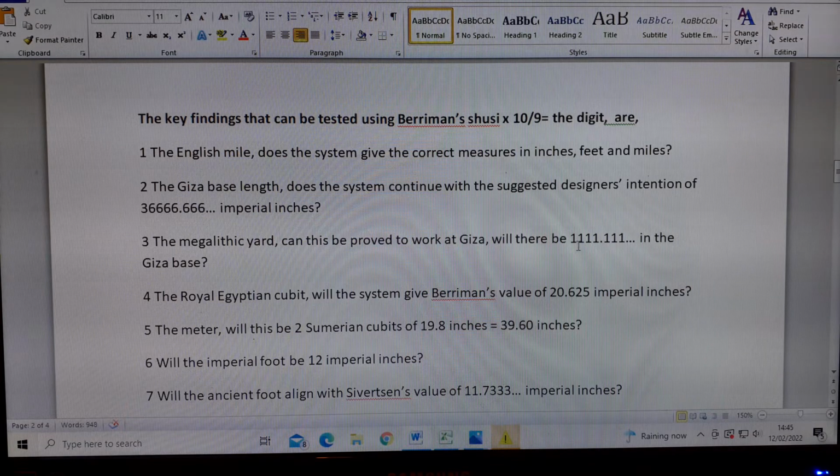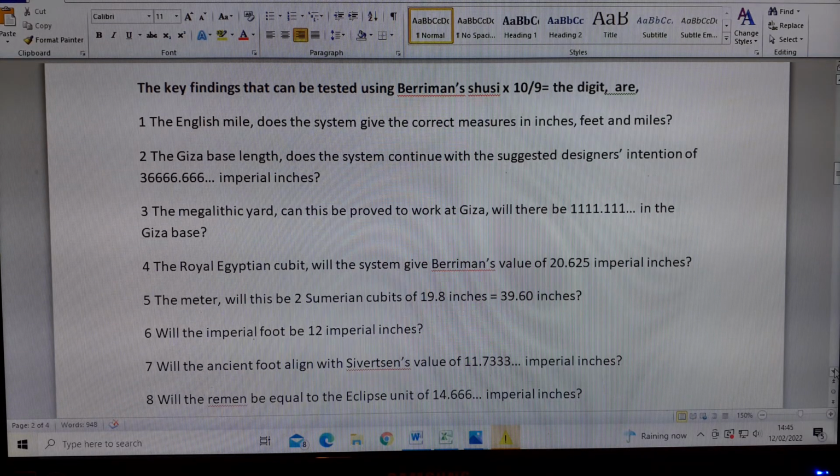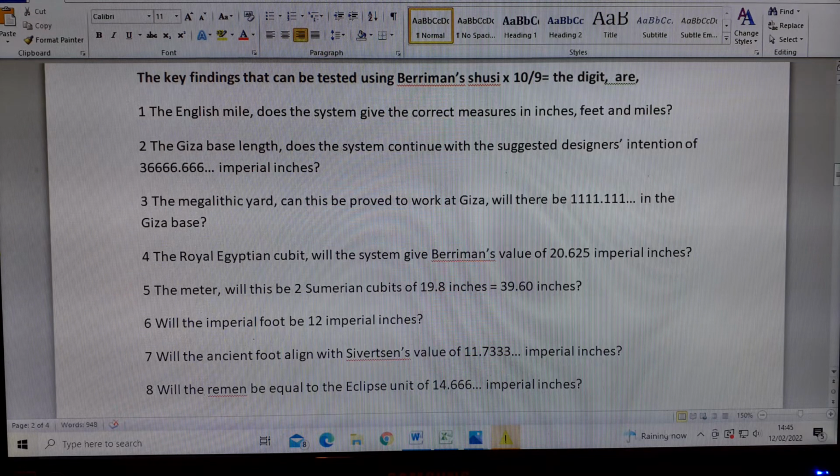Will there be 1111.111 in the Giza base? The Royal Egyptian cubit. Will the system give Berriman's value of 20.625 imperial inches? The meter. Will this be two Sumerian cubits of 19.8 inches, which equals 39.6 inches? Will the imperial foot be 12 inches? And will the ancient foot align with Sivertson's value of 11.7333 imperial inches?